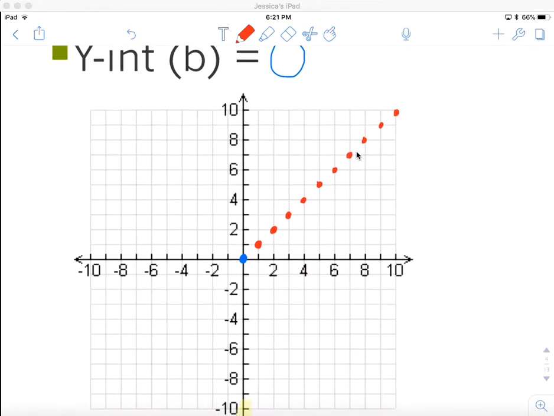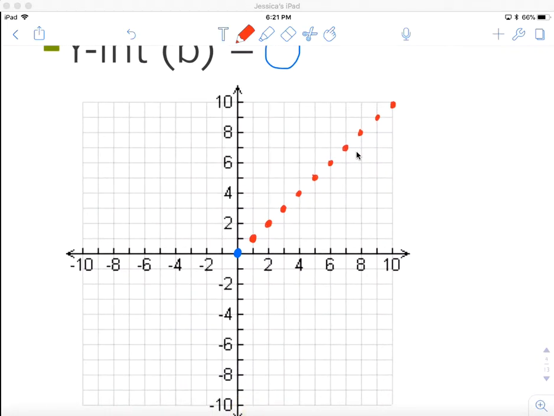Now, if I want to continue it in the other direction, then to keep my slope positive, I would go down one, left one, down one, left one, all the way across.